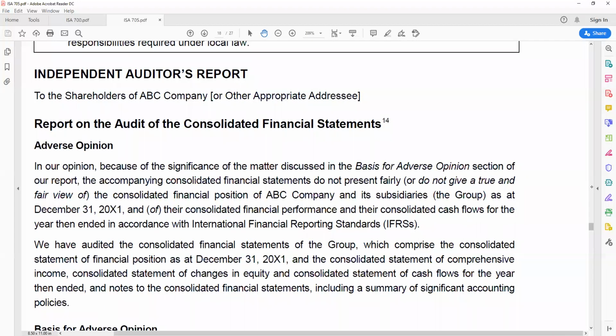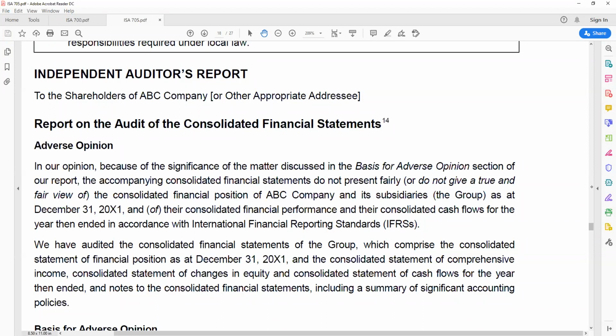In our opinion, because of the significance of the matter discussed in the basis for adverse opinion section of our report, the accompanying consolidated financial statements do not give a true and fair view. Simply put, the accounts of the company that they've gone through do not present a true and fair view. Don't confuse this with the disclaimer. For the disclaimer, you tell the users, I cannot give an opinion. For the adverse opinion, you are giving an opinion: the accounts of the company do not present a true and fair view.